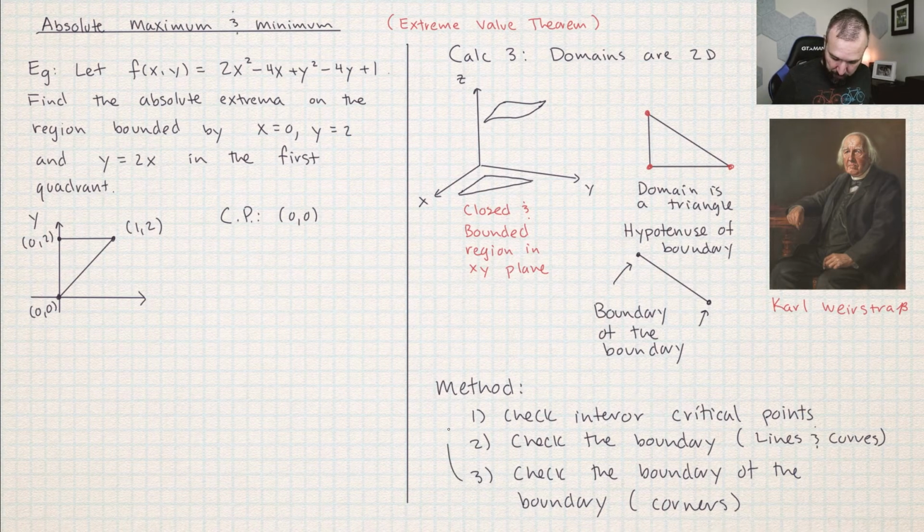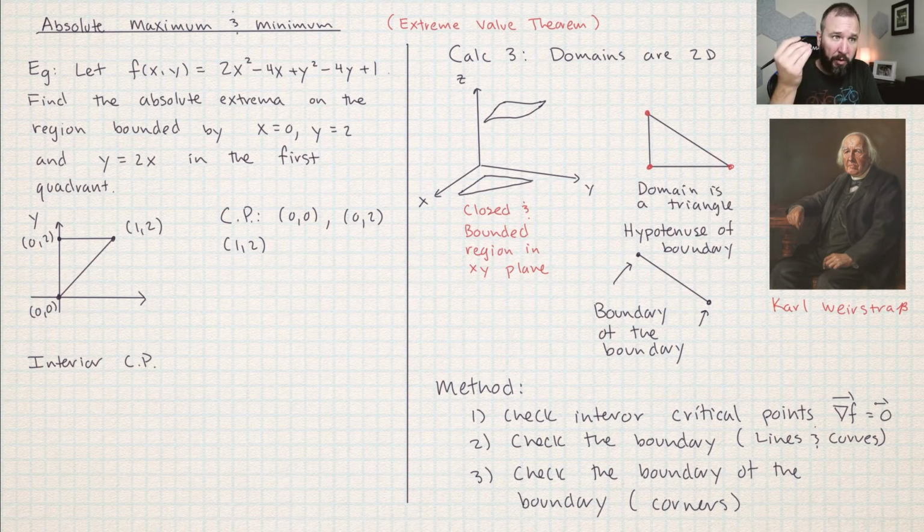I guess I'm kind of doing it out of order, now that I think about it. I sort of always do step 3 first, but it doesn't really matter the order that you do it in. So for these interior critical points, they're just the same as for the local maximum or minimum. This is either where the gradient is equal to the 0 vector or where the gradient would be undefined. So let's look for those first.